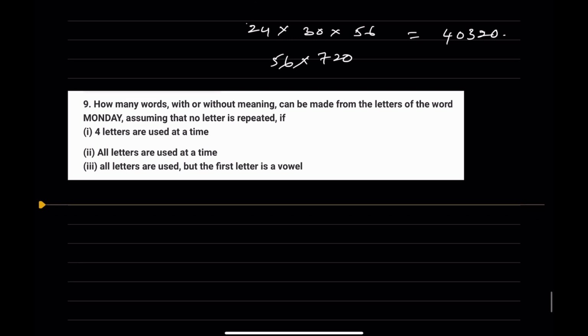What is the ninth question? We'll see. How many words with or without meaning can be made from the letters of the word MONDAY, assuming that no letter is repeated, if 4 letters are used at a time, all letters are used at a time, all letters are used but the first letter is a vowel. So now here solution, how do we do this?